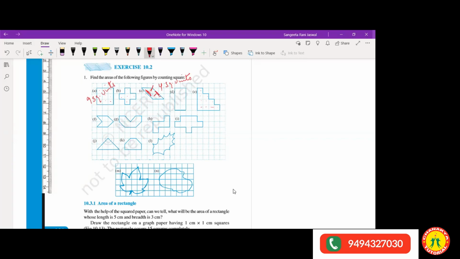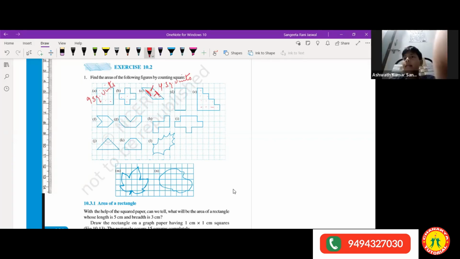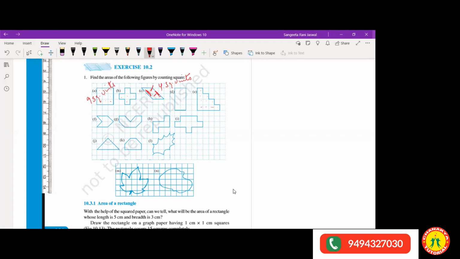Now let's see this, it is 10 square units. Now look here at this one. We'll see these curved shapes. How to find the area of these curved shapes.